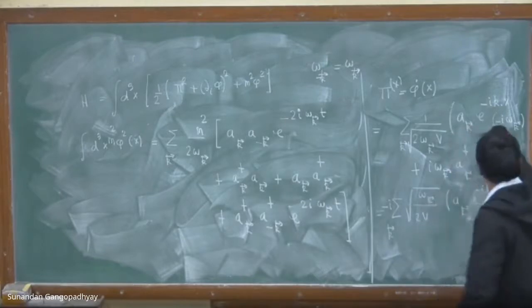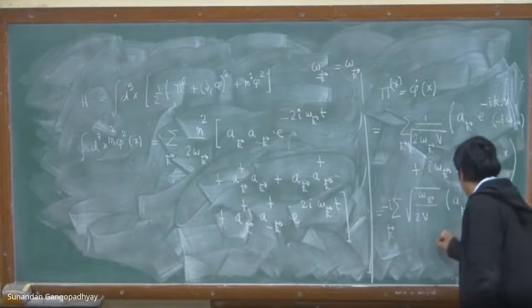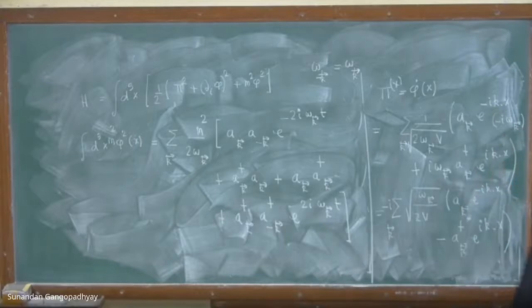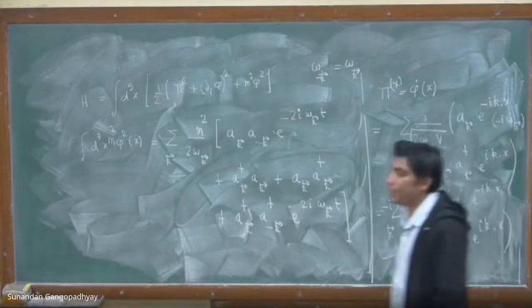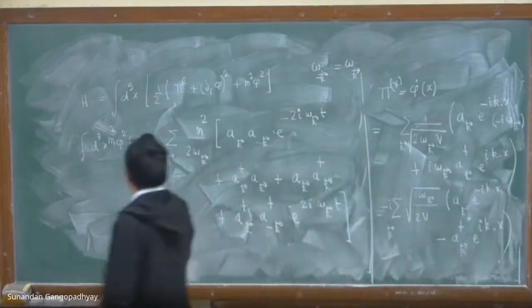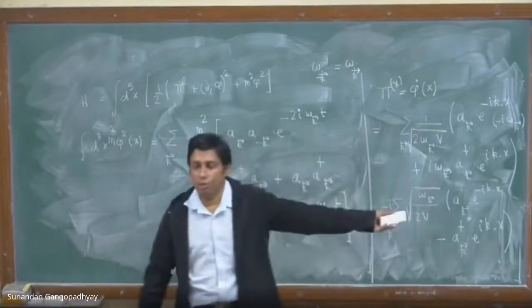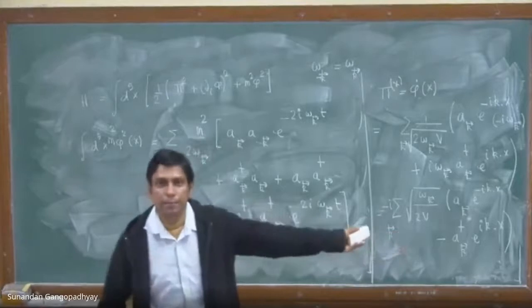And since I have taken minus i omega k common, this will give a minus sign, a dagger, e to the power of i k dot x. Okay, is this clear? For pi of x, that is this expression. And what we need to calculate is pi square x. So you just repeat the same calculation that I did for phi dot for pi square x.